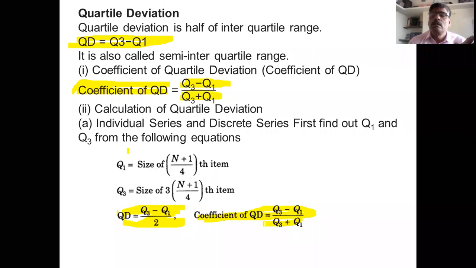Once you have the quartiles, it is very easy to apply. In the next step, you apply QD is equal to Q3 minus Q1 divided by 2. The coefficient of quartile deviation is equal to Q3 minus Q1 divided by Q3 plus Q1. Remember these equations. Practice the calculation of quartiles, median and mode.